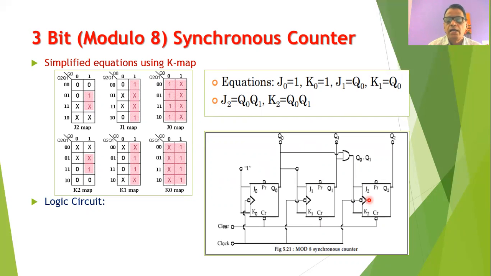So this is the diagram. If you construct the logic circuit according to this diagram, then this circuit will work as a modulo 8 synchronous counter. That is, this circuit can count 8 clock pulses.